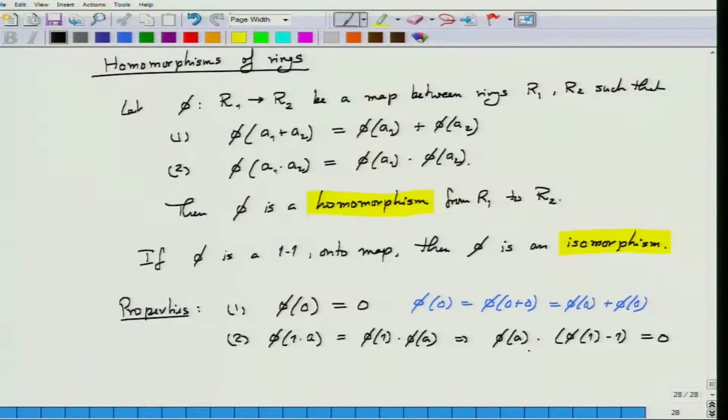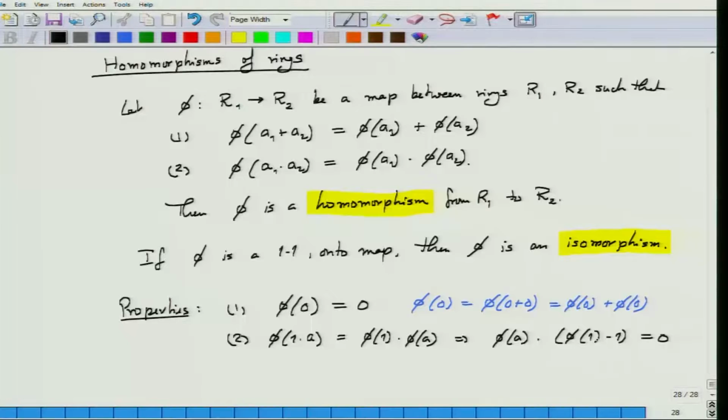So that's what I'm doing: taking the right hand side to the left and writing that in this fashion. Now, does it imply that phi of 1 is 1? Can be 0 or 1. For an integral domain, that's very right. If the ring is an integral domain, then one of them must be 0. So either phi of a is 0 for all a's, that's a trivial homomorphism where every element is mapped to 0, or phi of 1 is 1.